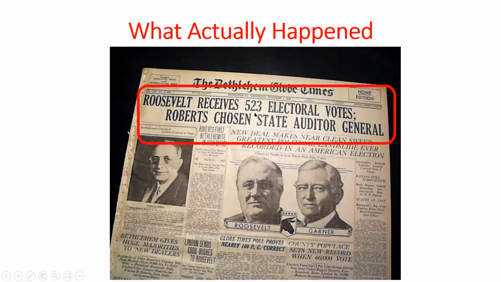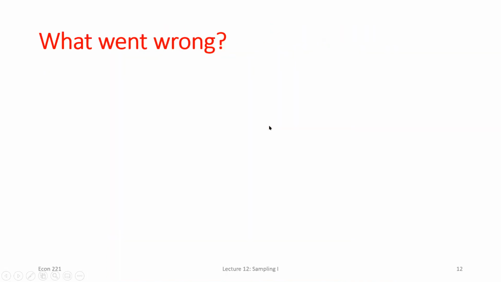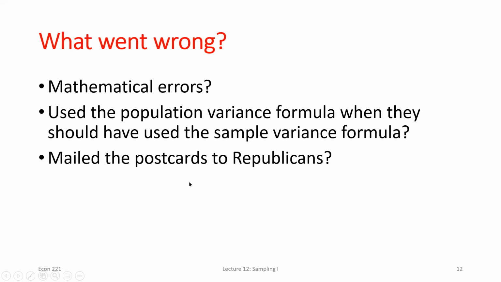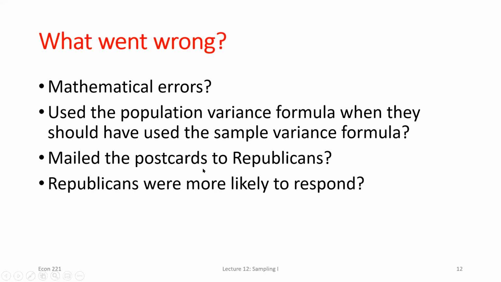Roosevelt, talk about a landslide, won nearly all the electoral votes, right? 523, okay? So, how did they get this wrong, right? Were they making math errors in this calculation? Is there something about treating this as a sample instead of a population? Or to start to make a little more sense, well, did they mail the postcards only to Republicans, right? So Alf Landon was the Republican candidate. If the 2.5 million people that responded were all Republicans, well, then for sure, my results are going to be skewed, right? It's pretty easy to make sure this doesn't happen, so it doesn't seem like that's the case.